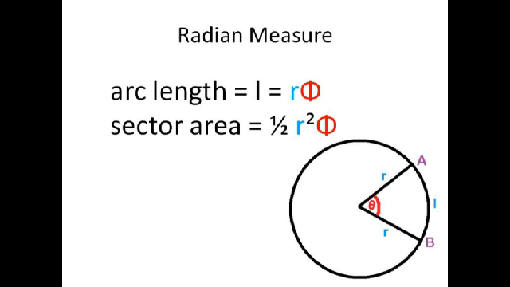Arc length is L, which is r theta. So that length there between A and B is equal to the radius times theta. The sector area, which is the whole area there, sort of like the shape of a slice of pizza, is half r squared theta. Just learn these, write them down, scribble them everywhere, make sure you know them.